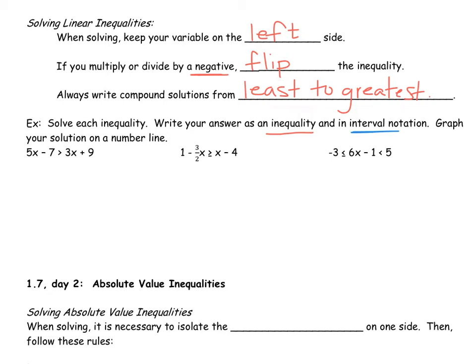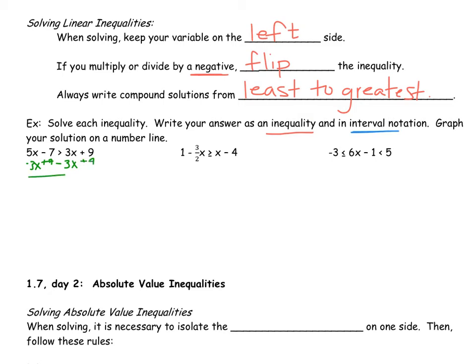Our first example, 5x minus 7 is greater than 3x plus 9. The very first thing to think about when solving is to keep your variable on the left side. That means I'm going to keep all my x's on the left. I'll move 3x to the left side, and I'm also going to add 7. I'm just going to do two steps at once here.